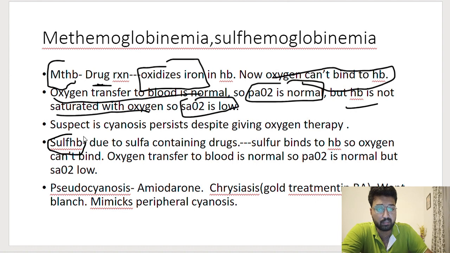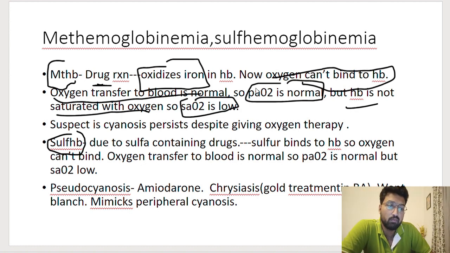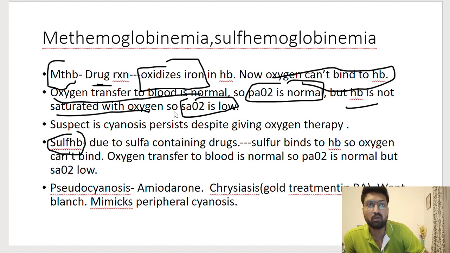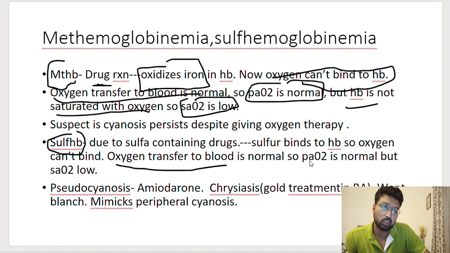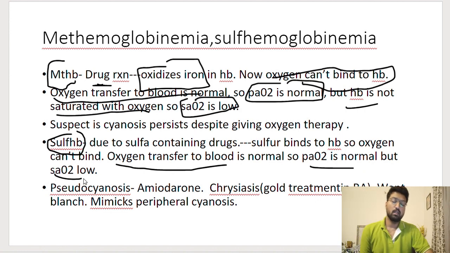Okay. Similarly, there is something known as sulfhemoglobin. When a patient takes a sulfur-containing drug, the sulfur in that drug will attach to the hemoglobin. When it attaches to the hemoglobin, oxygen cannot bind. Very similar to methemoglobin, oxygen transfer to blood is normal. So if you do an ABG, the PaO2 will be normal, but the SaO2 is low.